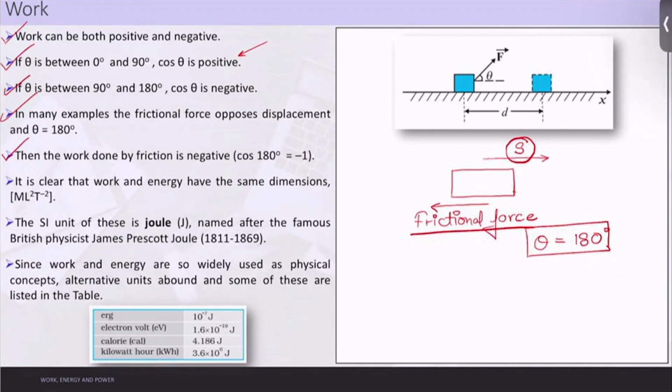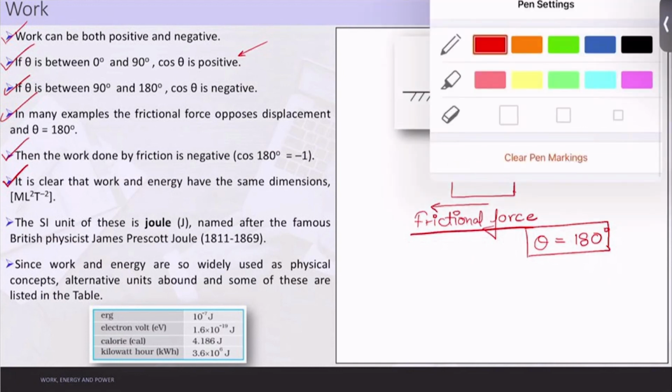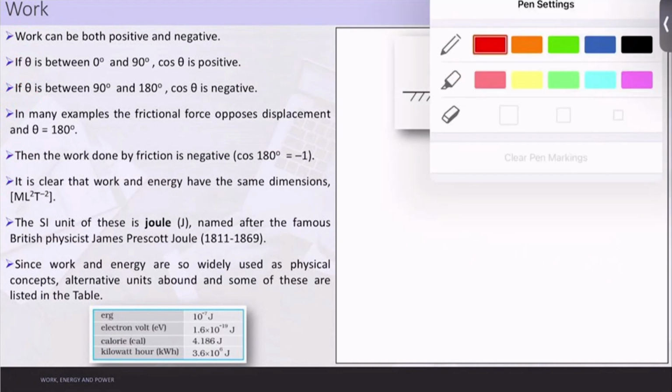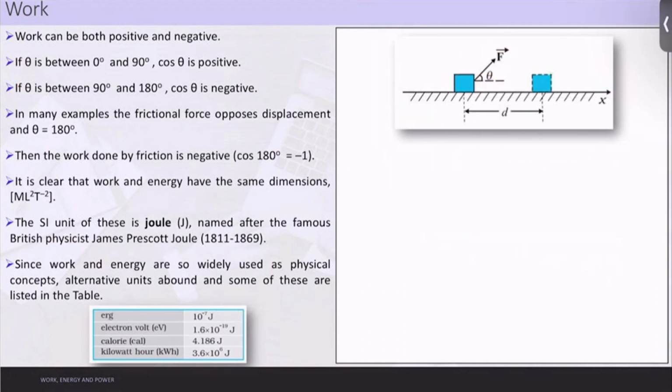Okay. Next thing is, it is clear that work and energy have the same dimensions. So you have understood the concept of dimensions in the first chapter, that is units and dimensions. So what is basically dimensions? We just need to multiply the basic units in terms of L, M and T and calculate the values of dimensions. Okay. So let us try to calculate this for the same scenario here.